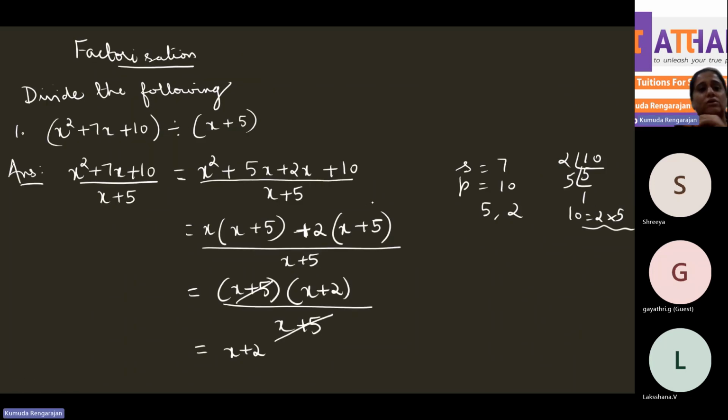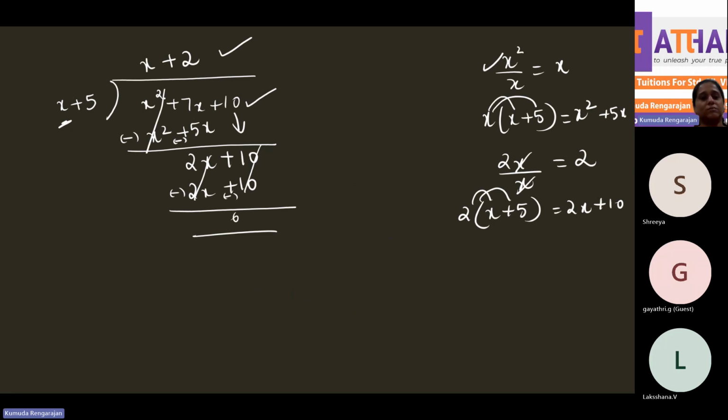Okay, so in this method, we are learning how to factorize the numerator and find the quotient. Understand, children? Yeah, take down this also.